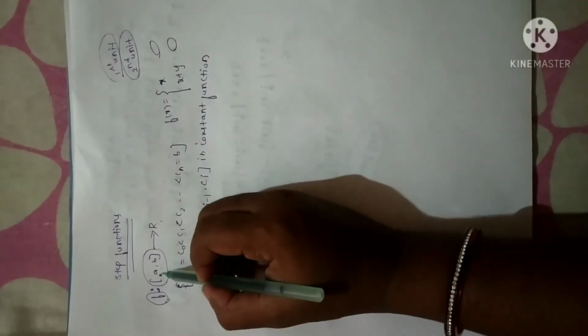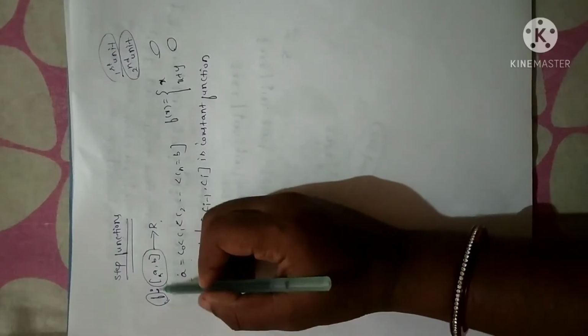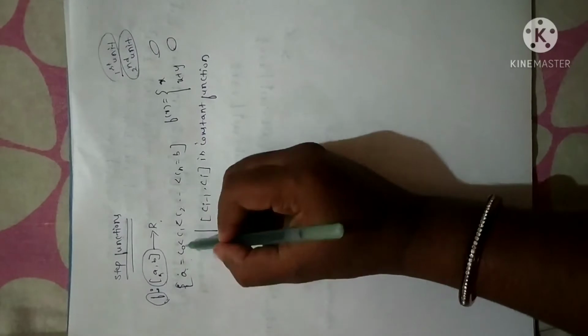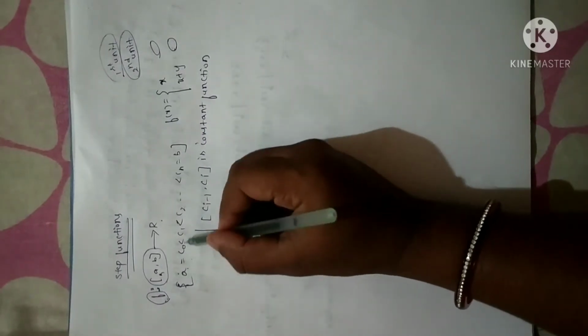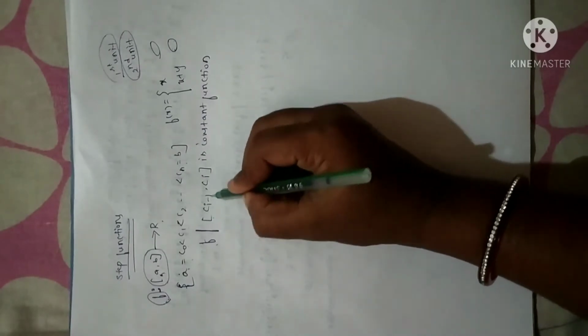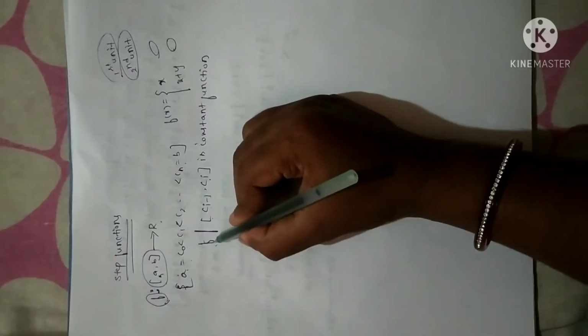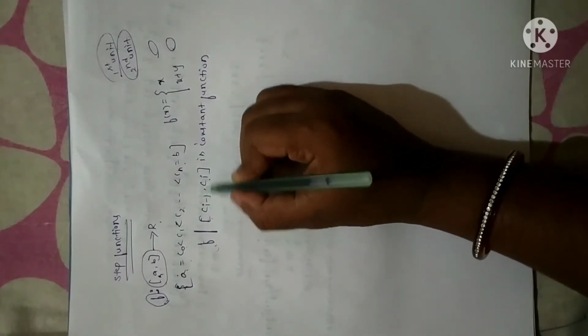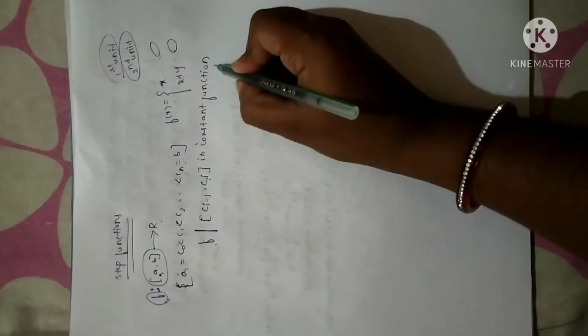Let me repeat once again. Any function f defined from the closed interval [a,b] to R is said to be a step function if the closed interval [a,b] can be partitioned into n partitions, something like this, in such a way that f restricted to (c_{i-1}, c_i), that is, on any two consecutive partition points, is a constant function. Then we can say f is a step function.